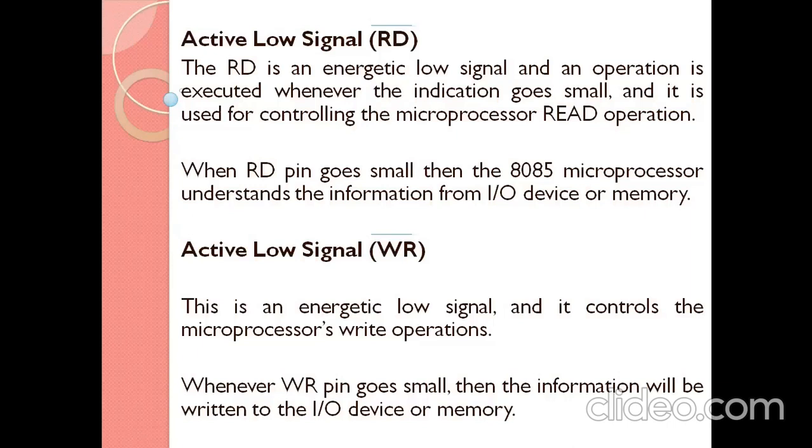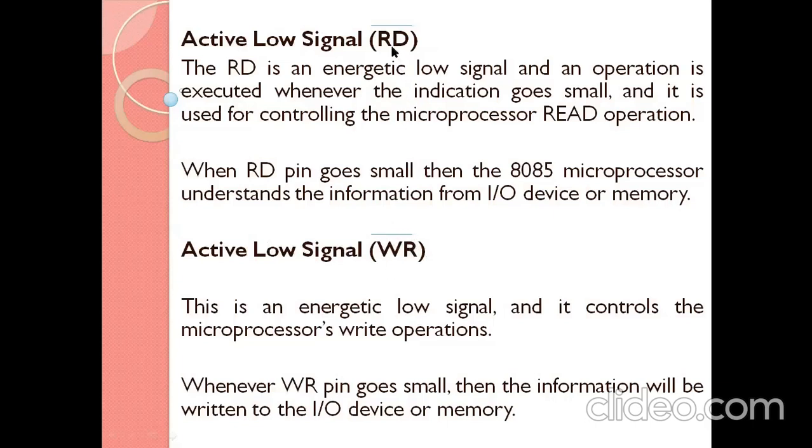There are 2 types of operation. One is called the read operation, another one is the write operation. If you give an active low signal to the read pin, the read operation will be enabled. If you give an active low signal to the write pin, the write operation will be enabled.